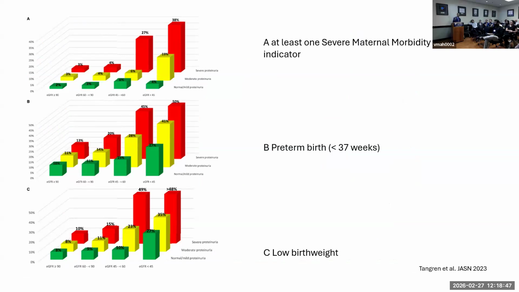What came out of this paper as well, interestingly, is that proteinuria seems to modulate negative outcomes. They found that for each GFR category, higher proteinuria was associated with, in that first graph, at least one severe maternal morbidity indicator. Maternal morbidity indicators in this paper, I think there were like 44, range from things like pulmonary edema, acute kidney injury requiring dialysis, and all of the usual markers. And then preterm birth, less than 37 weeks, and low birth weight. So for all of them, as your proteinuria gets worse, you're at higher risk.